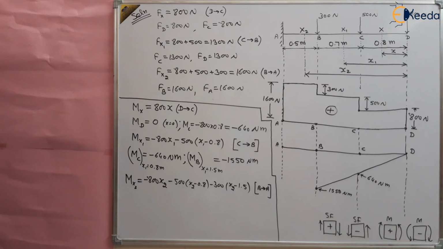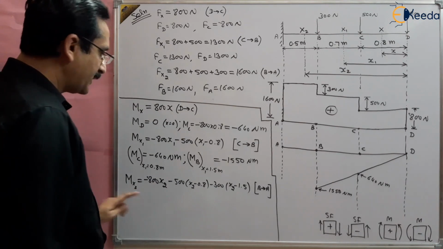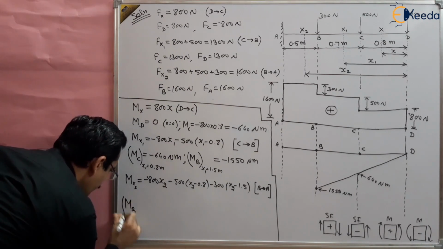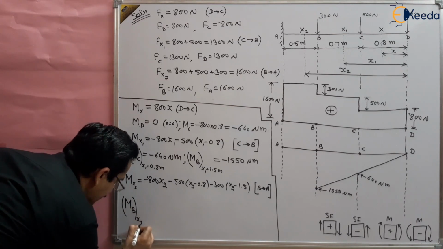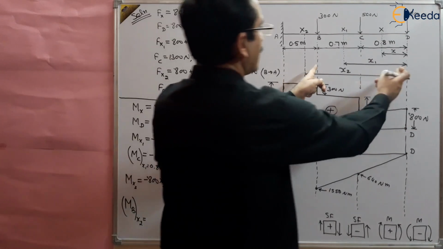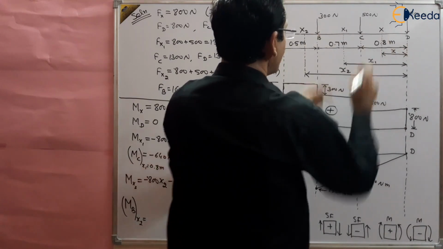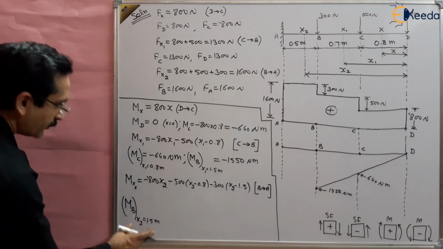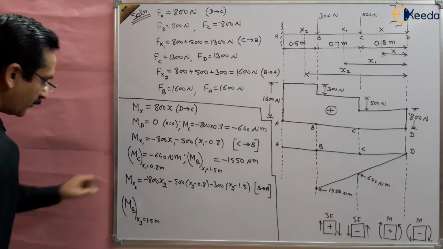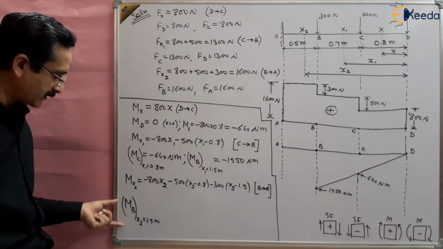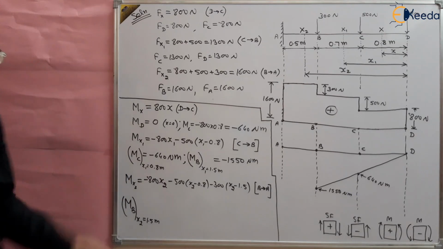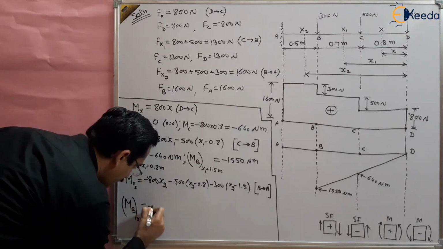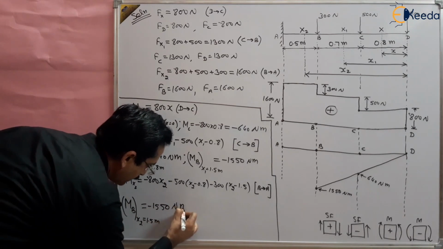Now, what is the value at B and what is the value at A? MB. When we are talking about MB, the value of x2 at that point is 0.8 plus 0.7, that is 1.5. So we are talking about 1.5 meter length. So put the value of x2 as 1.5 meter in this equation and you will get the value of Mx2, or MB at x2 equal to 1.5 meter. So what is the value of MB? MB will come out to be the same, minus 1550 Newton meter.